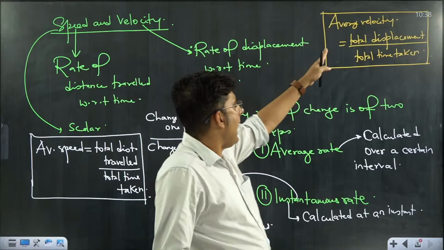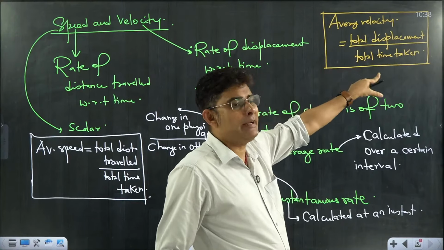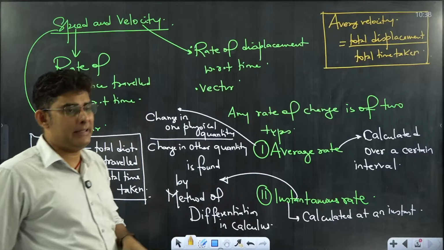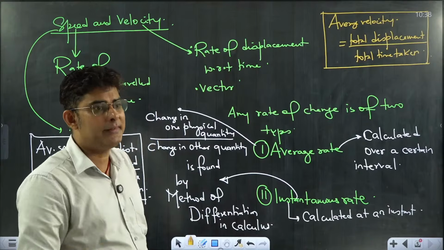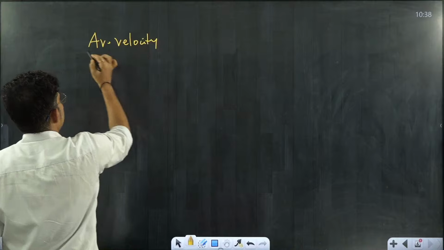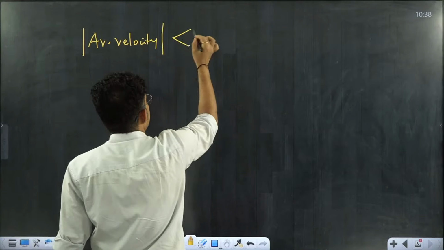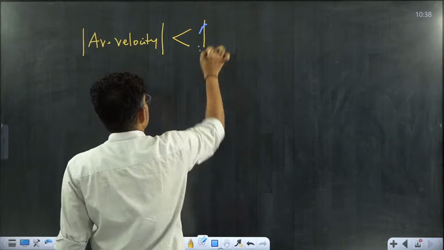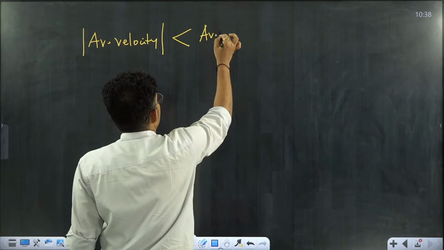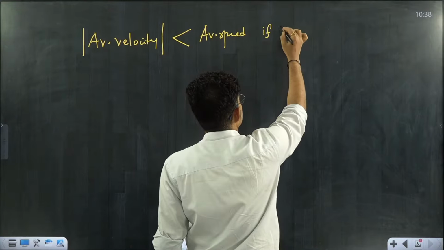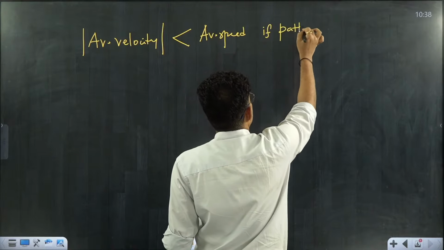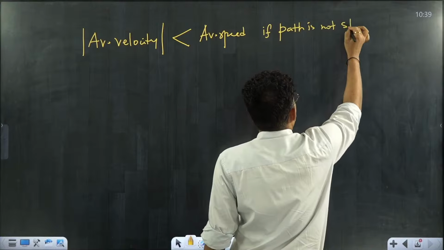Why? Because average velocity is displacement by time and average speed is distance by time. So average velocity and average speed are not same because displacement and distance are not always same. So you should know a very important point. Average velocity first of all is a vector quantity. Note, average velocity magnitude is less than the average speed if path is not a straight line.